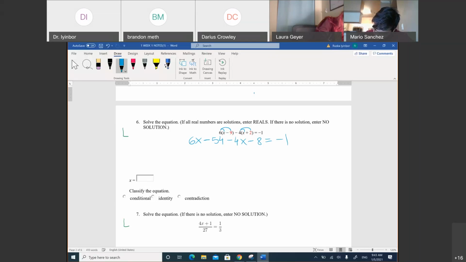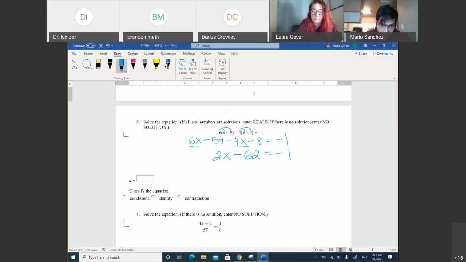Okay? Then before I start moving side to side, I'm going to combine. I'm going to add 6x minus 4x, which is 2x. And I'm going to add the numbers. Negative 54 minus 8 is negative, you can do it in your calculator if you want, it's going to be negative 62, right? And that equals negative 1.